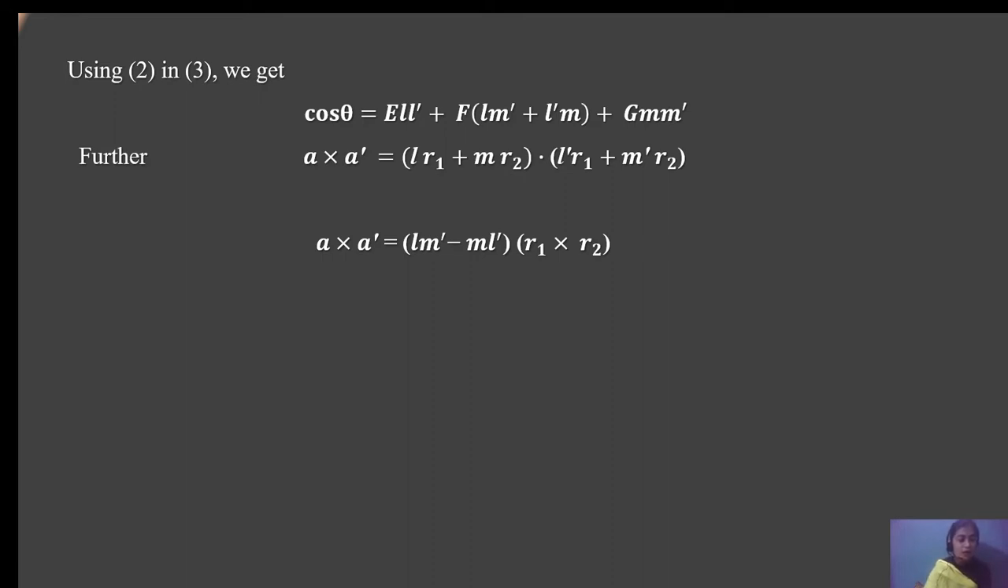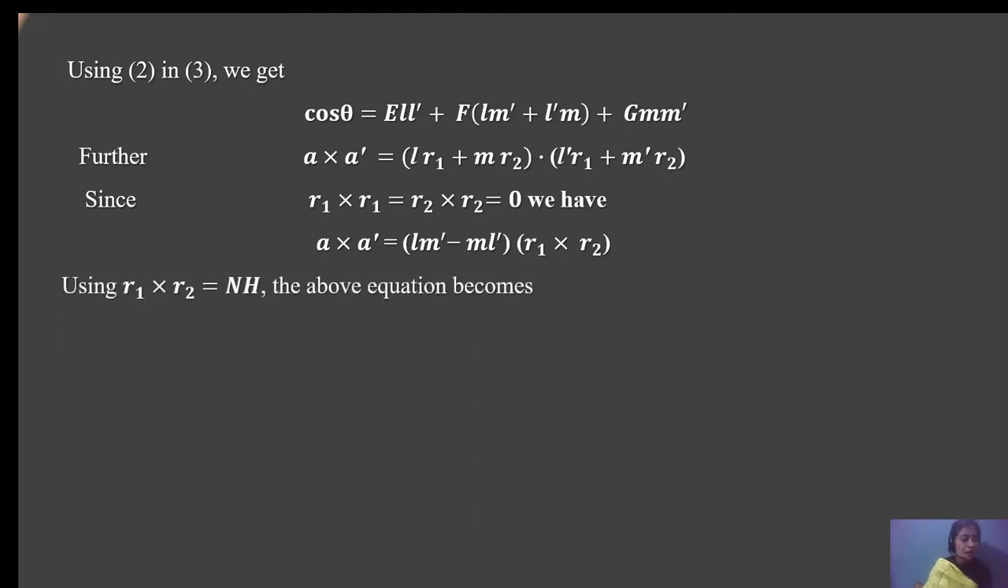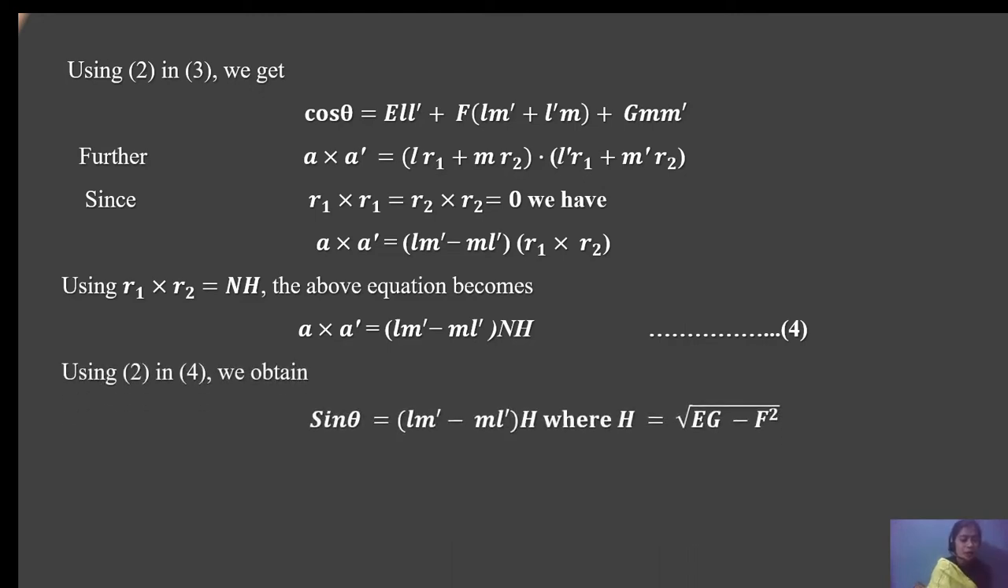Multiplying A and A dash with each other, since r1 cross r1 equals r2 cross r2 equals 0, we get A cross A dash equals (l m dash minus m l dash) r1 cross r2. Then using the value of r1 cross r2 in terms of H in the above equation, and from equations 2 and 3, sin theta equals (l m dash minus m l dash) H. You know that H equals the square root of EG minus F squared.